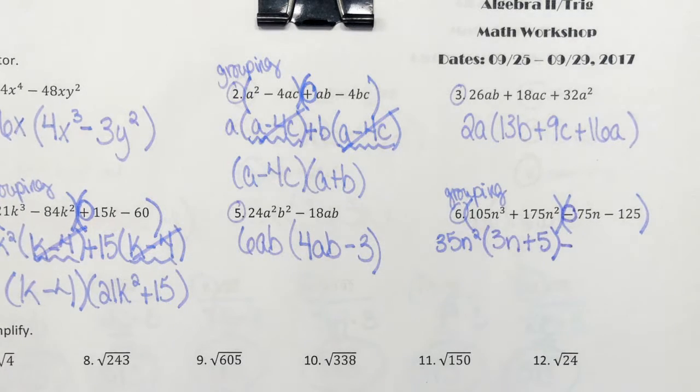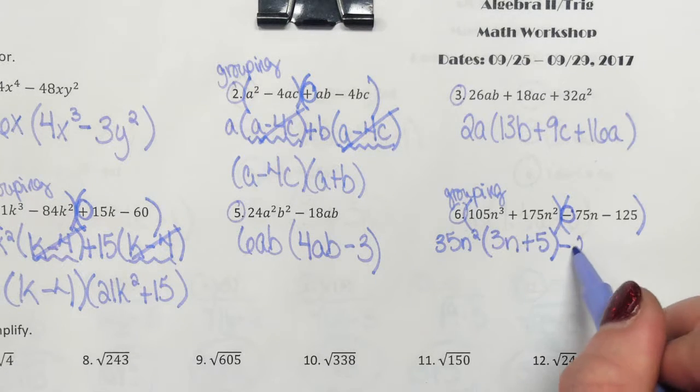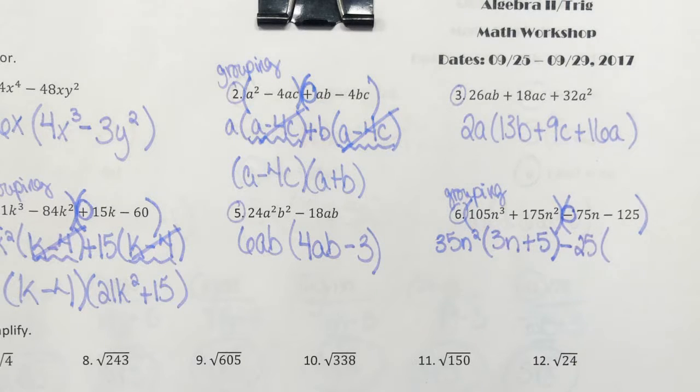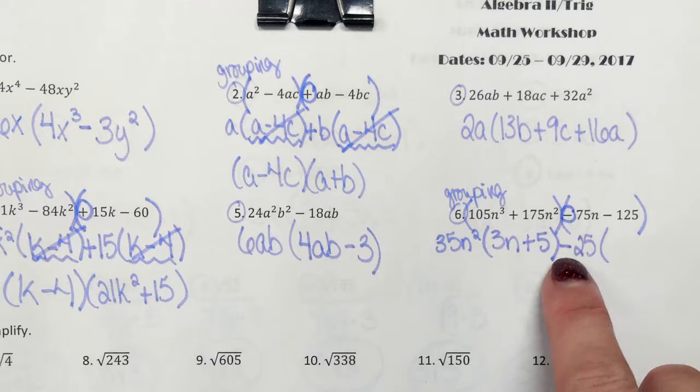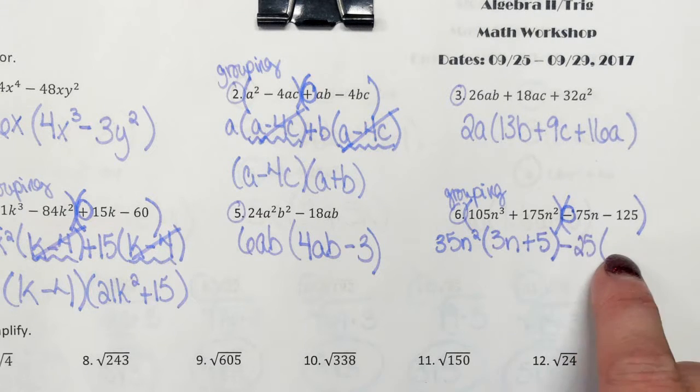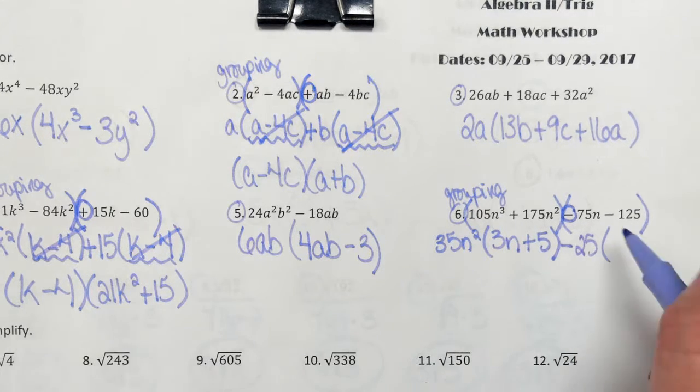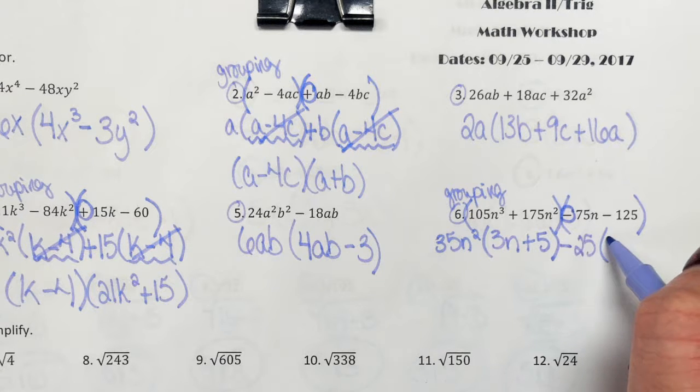Subtract. Very good. And Madison, you got 75 and 125. What's the biggest number that goes into both of those? 25. Perfect. All right, so you got to be careful here, okay? So, Hunter, you got negative 75 divided by negative 25. How much is that? 3n. Very good.